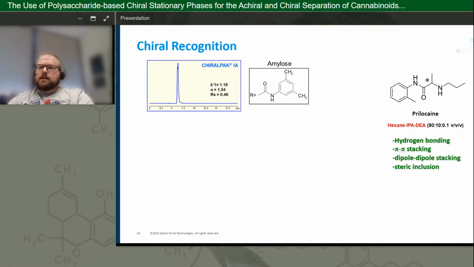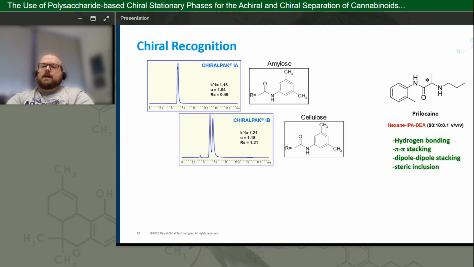If we change the polymer from amylose to cellulose, but keep the chiral selector the same, that would be Chiral Pack IB. We have 3,5-dimethylphenylcarbamate on cellulose, and now we have almost a baseline resolution. We haven't changed the chiral selector at all. All we've done is change the polymer, and we now see almost baseline separation.